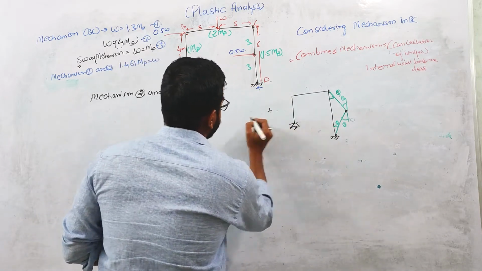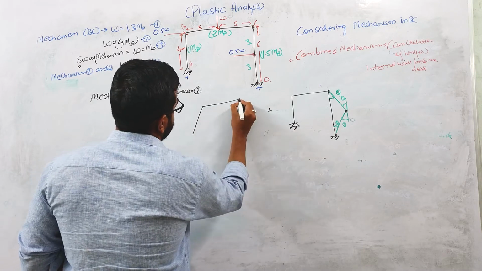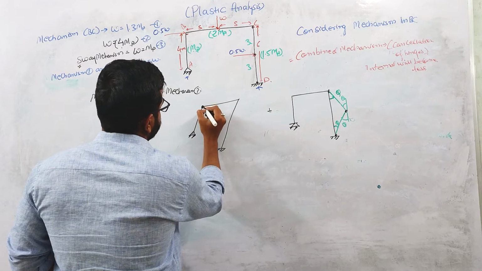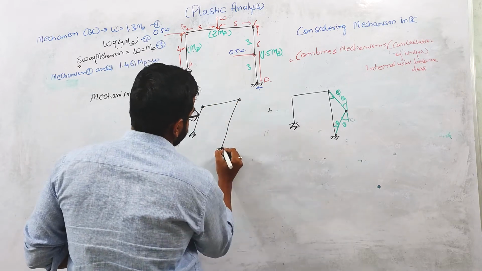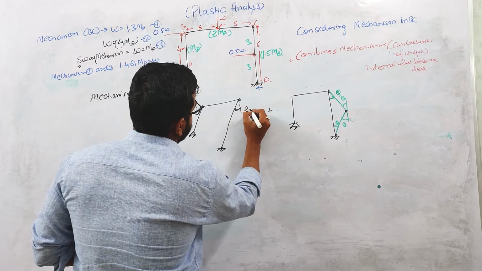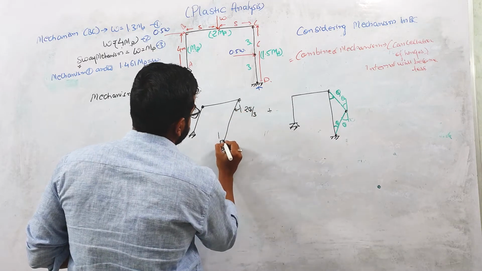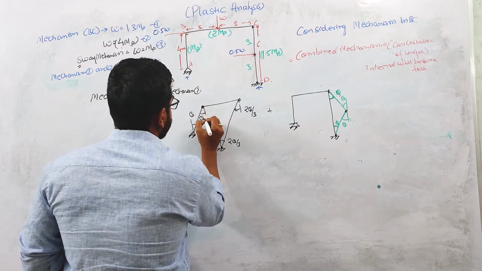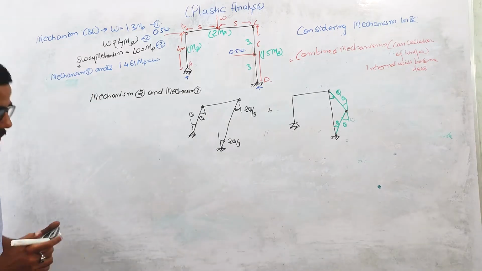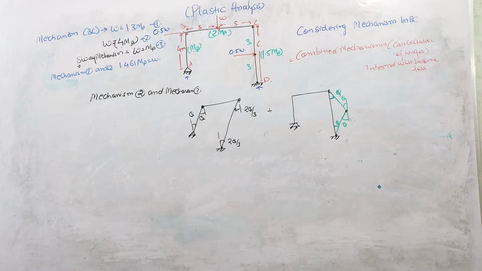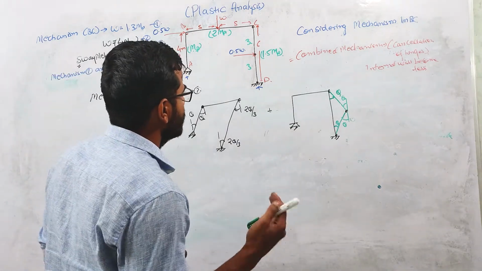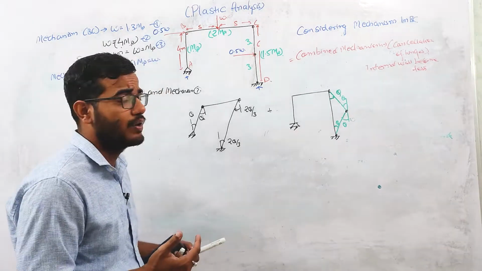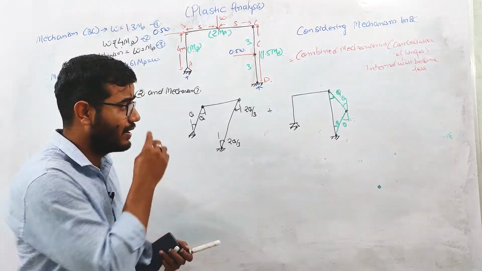If you combine this mechanism with the sway mechanism, here the plastic hinges at this point, then at this point. This rotation was 2 theta by 3, we have already discussed. This is 2 theta by 3, here it was theta, and here it will be theta. Now we need to combine these two mechanisms and see whether there is any possibility of cancellation of hinges or not. The whole purpose of the combined mechanism is to find the critical value of the load. How we can form the cancellation of hinges is our main criterion.